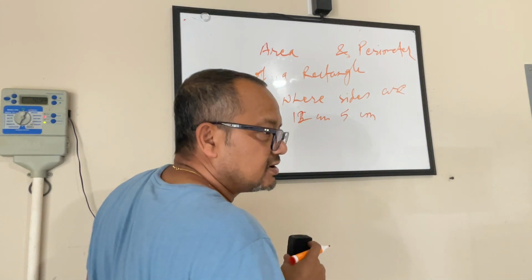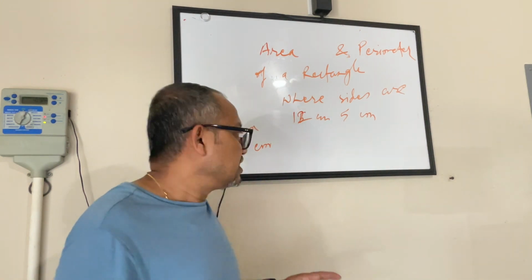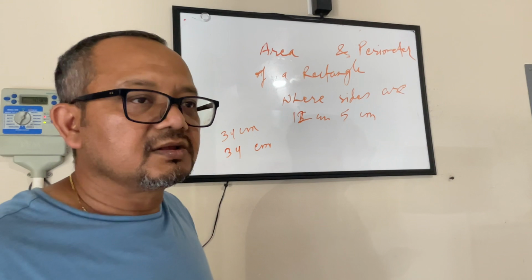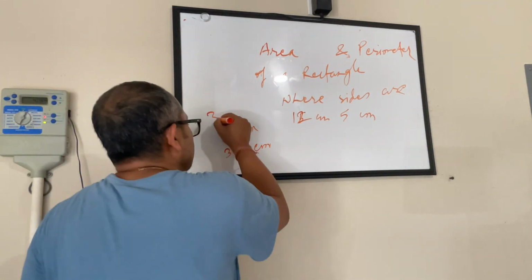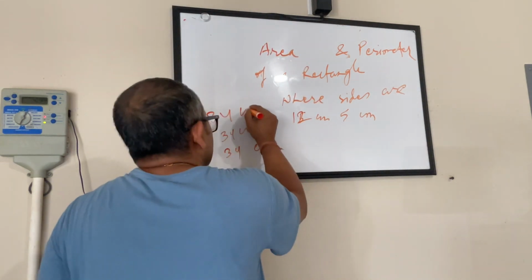Yeah, tell me. Yes. What about you, Ishan? How much is your perimeter? 34. 34 what? Centimeters. Centimeter square? Did you say centimeter square, Ishan? No, it's centimeters. Yes.